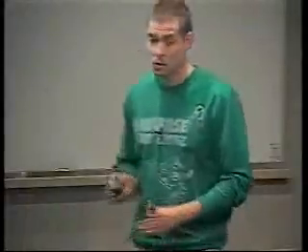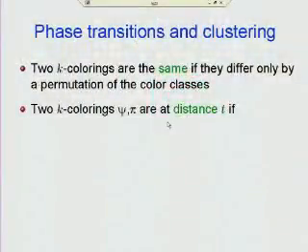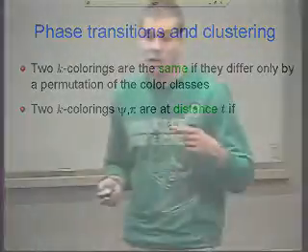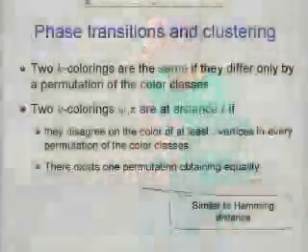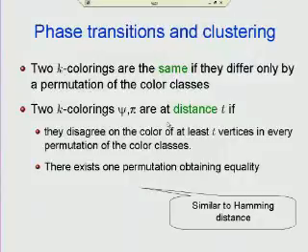So we consider two k-colorings to be the same if one is a permutation of the color classes of the other. And we say that two colorings are at distance t if, over every permutation, they disagree on the color of at least t vertices, and there exists one permutation that obtains equality. So this is the regular Hamming distance that one thinks of.